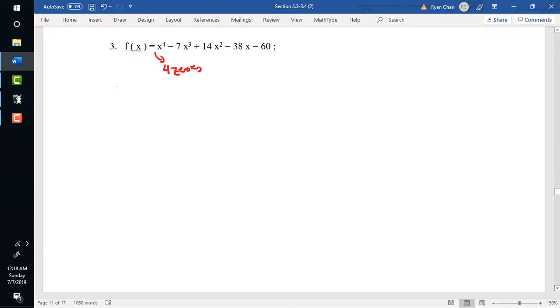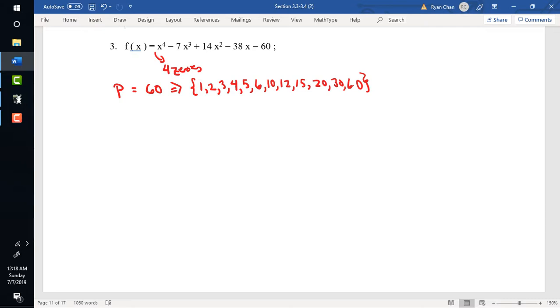My potential zeros, P is 60. And unfortunately for your potential zeros, you may have some ridiculous large amount, and it does happen. So think of all numbers that divide into 60: 1, 2, 3, 4, 5, 6, 10, 12, 15, 20, 30, and 60.